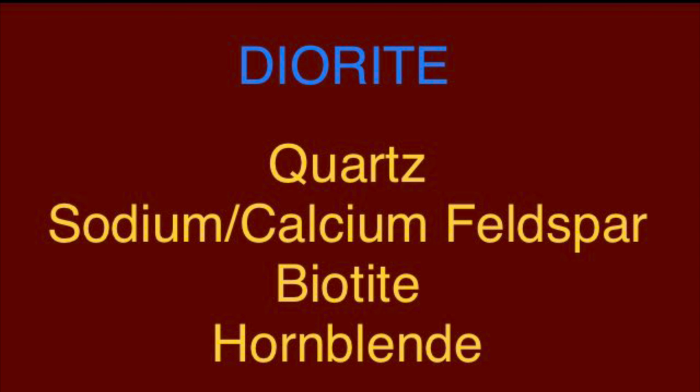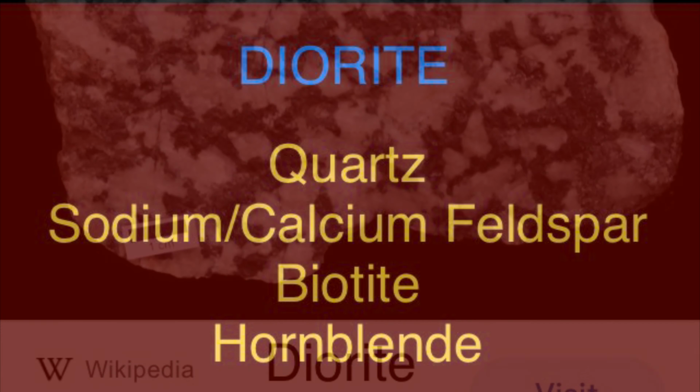Okay, the first intermediate igneous rock we're going to look at is called diorite. Diorite is similar to granite in that it is an intrusive igneous rock. It stays in the ground. It does not come out of the ground. And diorite looks a lot like granite, except it's darker. It has a lot more dark mineral in it than granite.